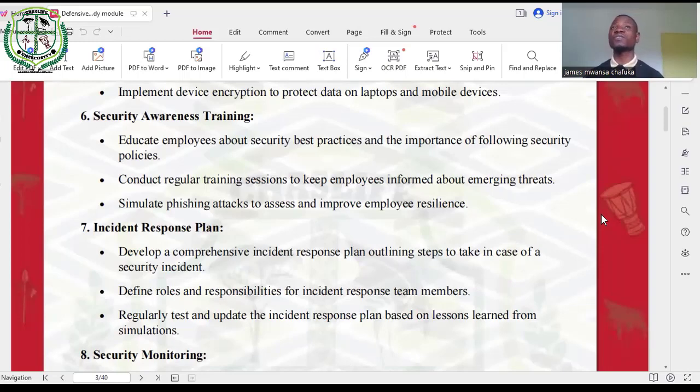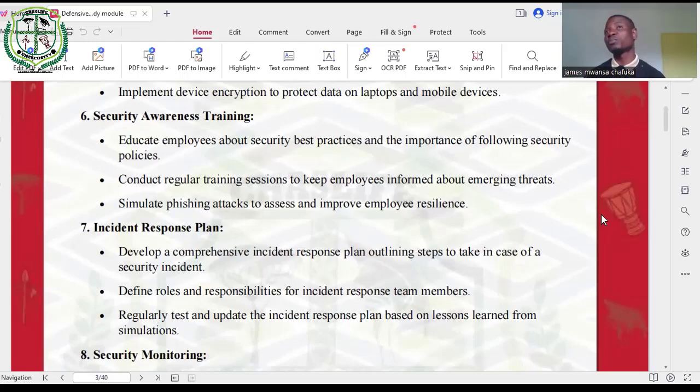On the aspect of security awareness training, here we are emphasizing that you educate employees about security-based practices and the importance of following security policies. So it is very important to educate the employees on the security measures and the importance of following the security policies within the organization, within the company, and within the institution. Very important. The other point is to conduct regular training sessions to keep employees informed about major threats.